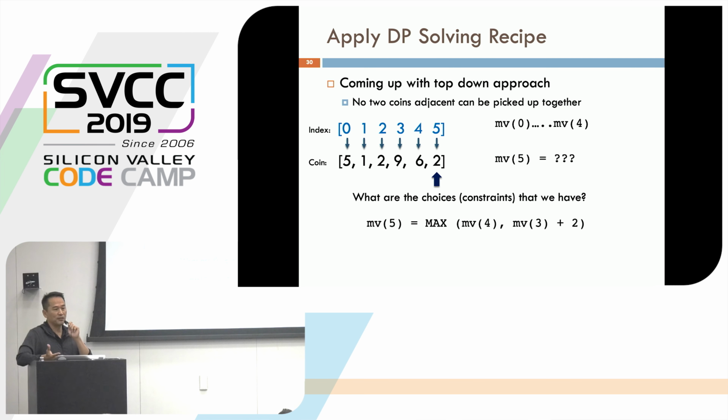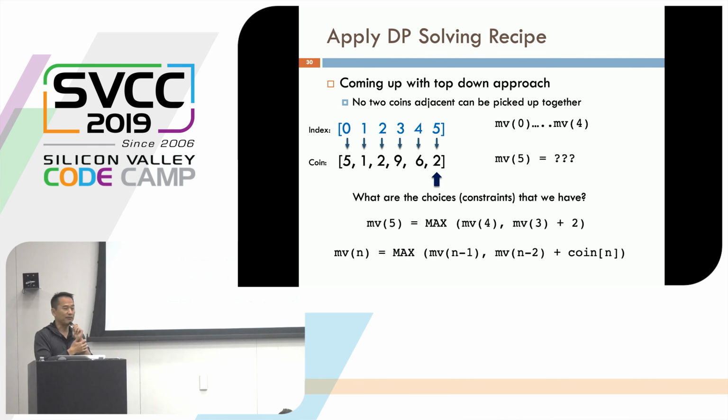How do we make it generic? How do we make it general? It becomes this recurrence formula. I literally just take n and replace 5. So you have MV of n minus 1, comma, the other option is MV of n minus 2 plus the value of the coin at n. That's it. That's your recurrence formula.